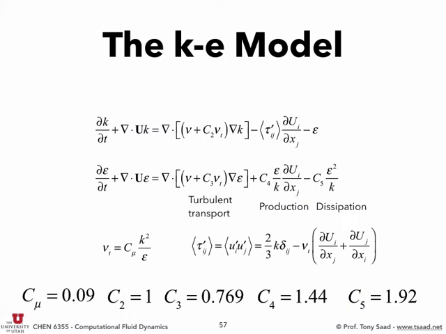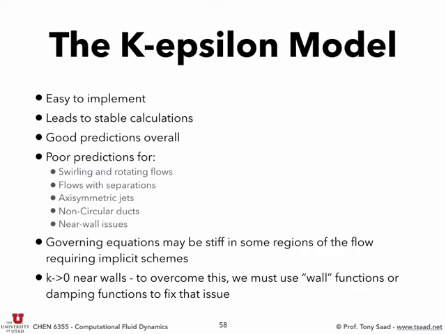But the k-epsilon model has done really well. It is really easy to implement, with stable calculations and good predictions overall. Again, there are some poor predictions for swirling and rotating flows, flows with separations, and non-circular ducts, and it has near wall issues because the kinetic energy actually goes to zero near the wall. But if you're not resolving the wall, you're going to miss that. So you have to do some wall modeling, but those are finer issues that you don't have to worry about. The governing equations can be stiff because you have this k squared over epsilon, and competition between kinetic energy and dissipation rate can make the equation stiff.